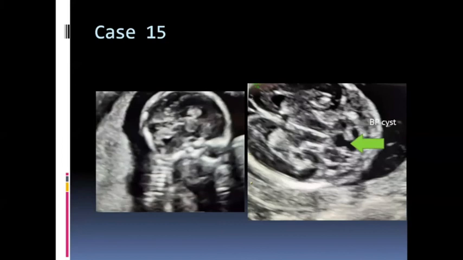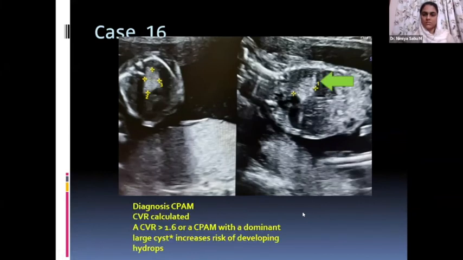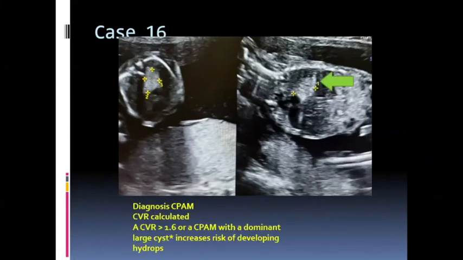The importance is that on follow-up, usually this resolves. Sometimes it can enlarge and cause hydrocephalus, which has to be explained to the patient, but generally this resolves, and on follow-up scan, you might not see it. This is, CPAM? Yeah. Hyperechoic lesion in the lung. So it's a CPAM, and in this, what we calculate is the CVR.